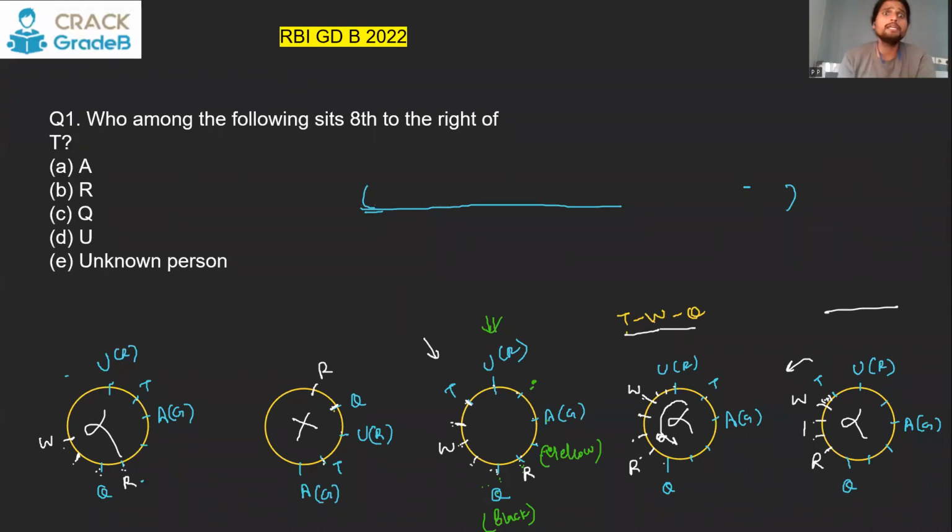First question, who among the following sits 8 to right of T? If T is here, 1, 2, 3, 4, 5, 6, 7, 8. Now, the 8th person whose name is unknown to us. So we'll mark option number E, unknown person.